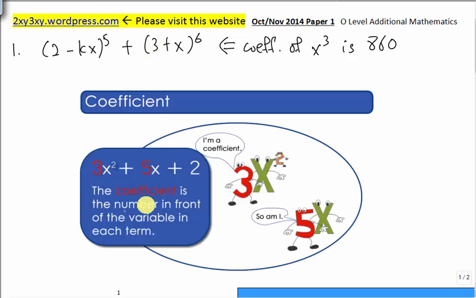The coefficient is the number in front of the variable in each term. For example, the coefficient of x squared is a 3. The coefficient of x is a 5. Okay, so coefficient is the number in front of the variable in each term.